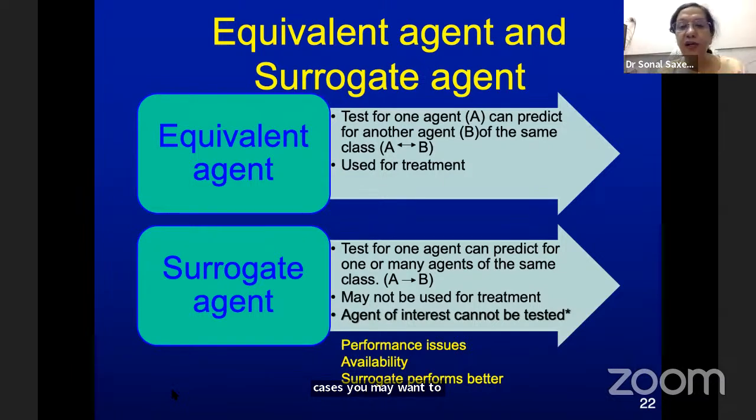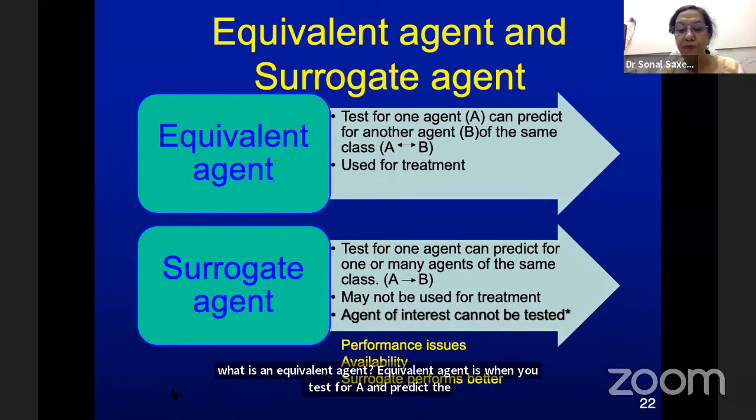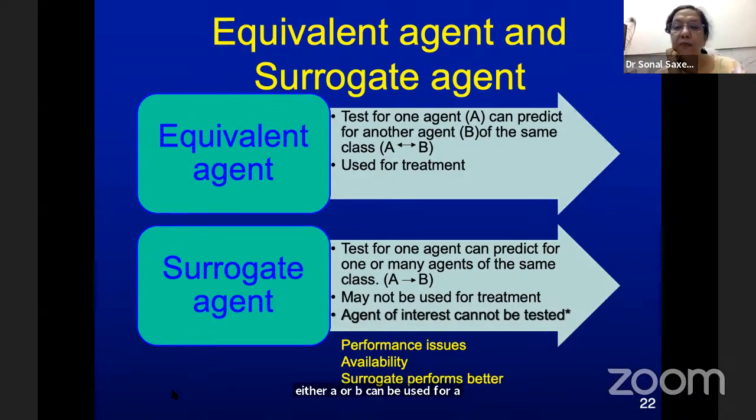Now what is an equivalent agent? Equivalent agent is when you test for A and predict the sensitivity of B for the same. So either A or B can be used for treatment. You test for A but you say that B is sensitive. Surrogate is when you use one agent, or one of the agents of the same class, but the other is prescribed. It may or may not be used for treatment.